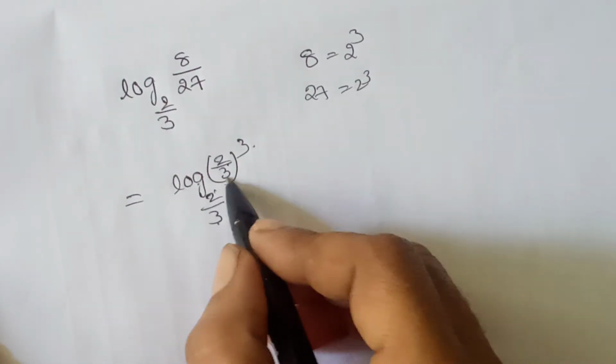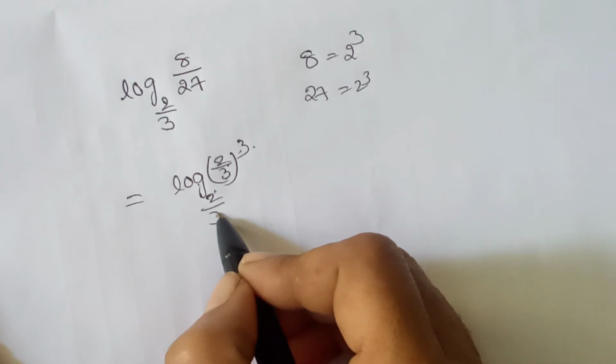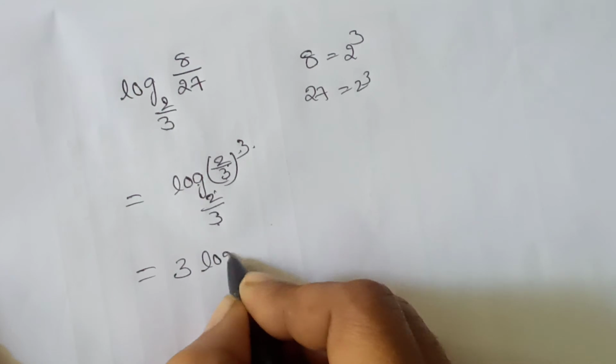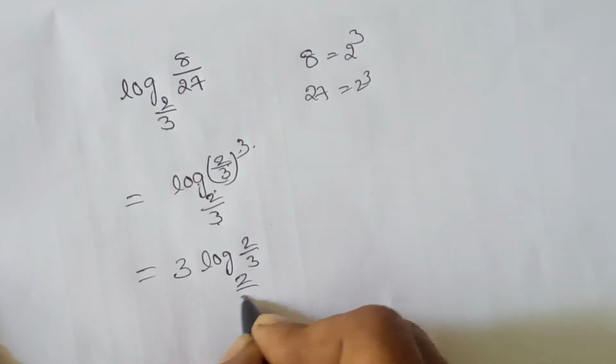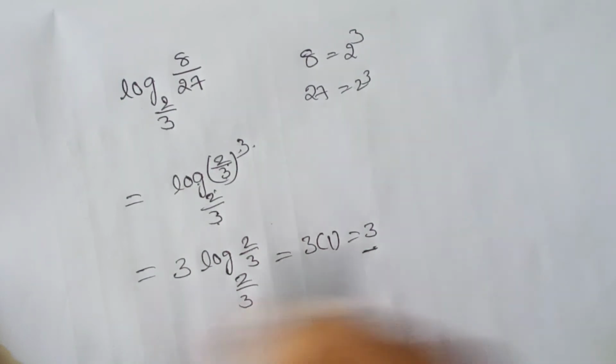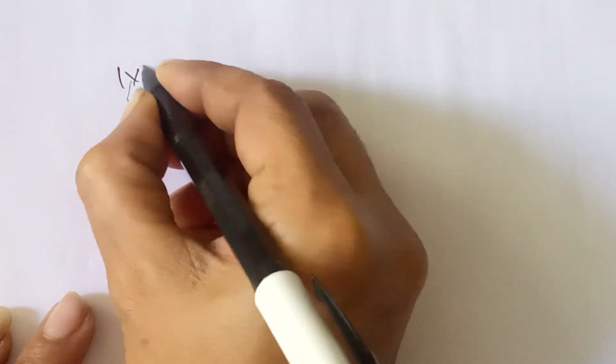So log a power n base a. Okay, this is the form of it. So 3 into log 2 by 3 base 2 by 3. So that is equal to 3 into 1. So that is equal to 3. Okay, next problem, the last problem. So the ninth problem.